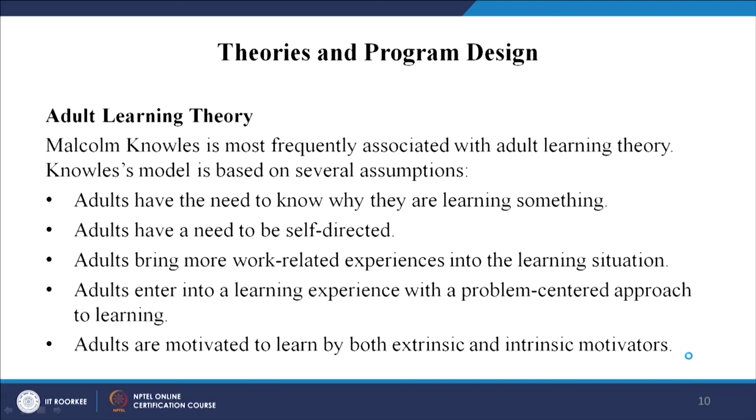Adult learning theory. Malcolm Knowles is most frequently associated with the adult learning theory. The Knowles model is based on several assumptions. So, Malcolm Knowles is the one who has talked about this. I already discussed in the previous lecture how the adult learning theory is applicable. So, adults have the need to know why they are learning something, right, at this stage, and this is somewhat applicable to middle and senior level executives also.